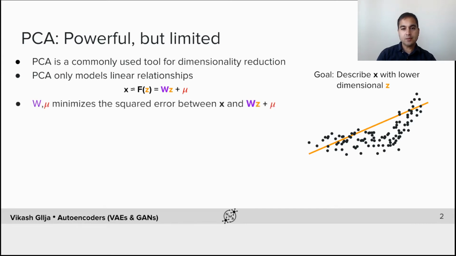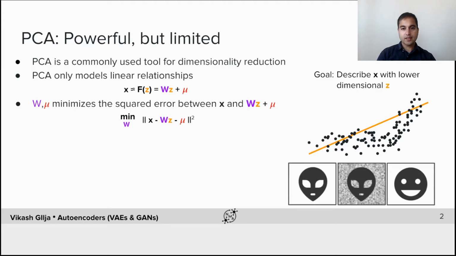Additionally, PCA is limited in the way it evaluates error. PCA is minimizing the squared error between X and the reconstruction of X from the latent space. So W, our mapping from the latent space to X, is found by minimizing this error. Now, this least squared error works fairly well for many problems, but not all problems. To motivate that, let's take a look at these three example images. We have two head shapes, either on a white background or on a random noise background.